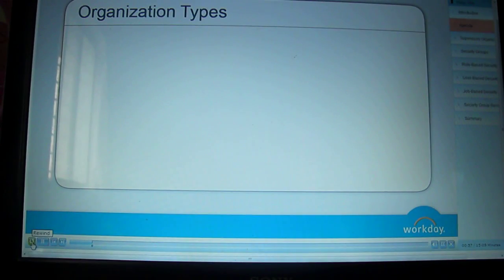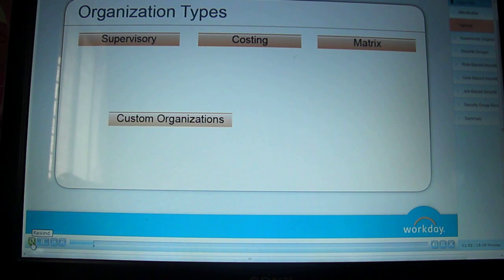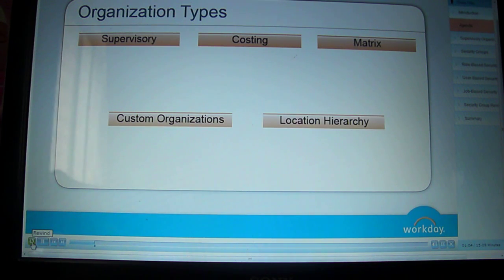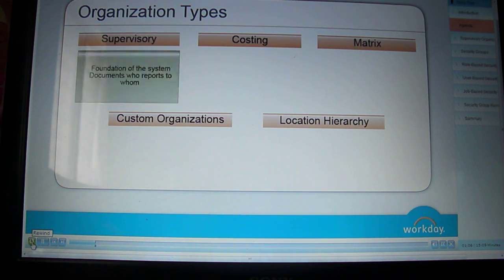There are a number of different organization types in the Workday system. The most commonly used are supervisory, cost centers, matrix, custom organizations, and location hierarchy. The supervisory organization is the foundation of the Workday HCM system. It allows you to document who reports to whom.